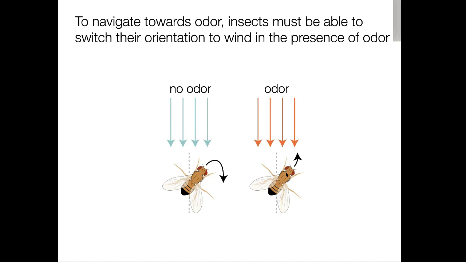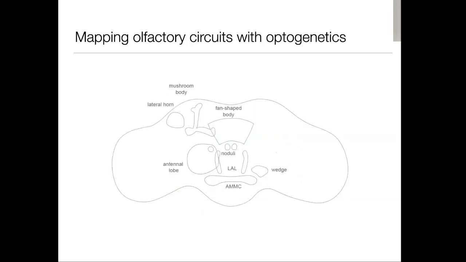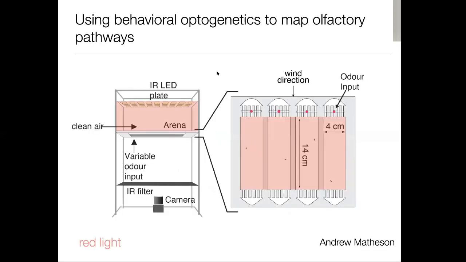Okay, so Andrew set out to identify olfactory circuits that might influence orientation to wind. To do that, he took advantage of this high throughput wind navigation paradigm that a friend had built, but he adapted it so that instead of presenting odor to the fly, we could activate neurons using optogenetics.